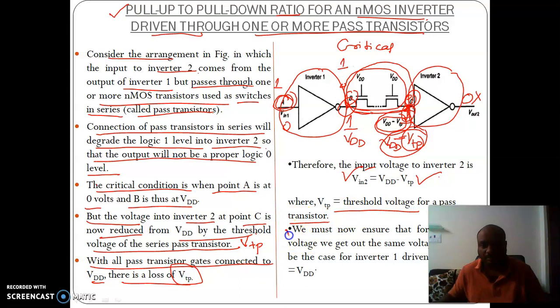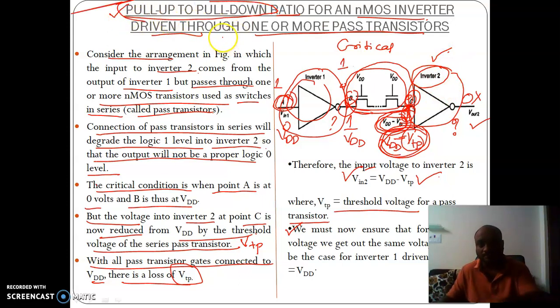Here VTP is the threshold voltage for a pass transistor. We must now ensure that for this input voltage, we get out the same voltage as would be the case of inverter 1 driven with input VDD. So for this input, the output should be the output we would get for inverter 1 if we apply VDD as the input. The same output I should get even when the input is VDD minus VTP for inverter 2. So what should be the pull up to pull down ratio?